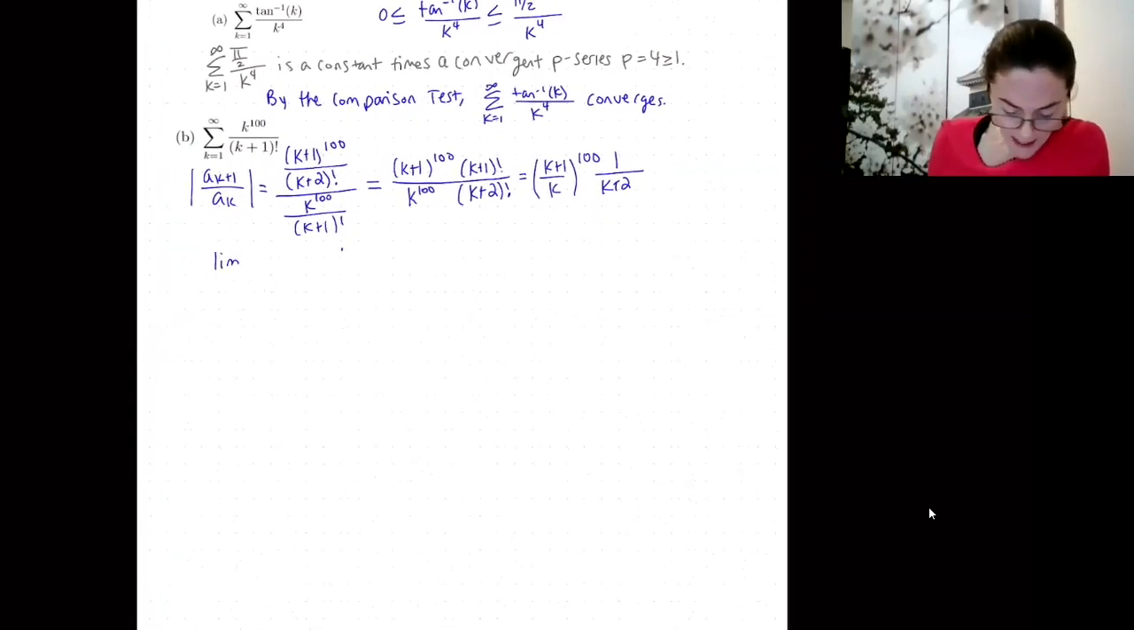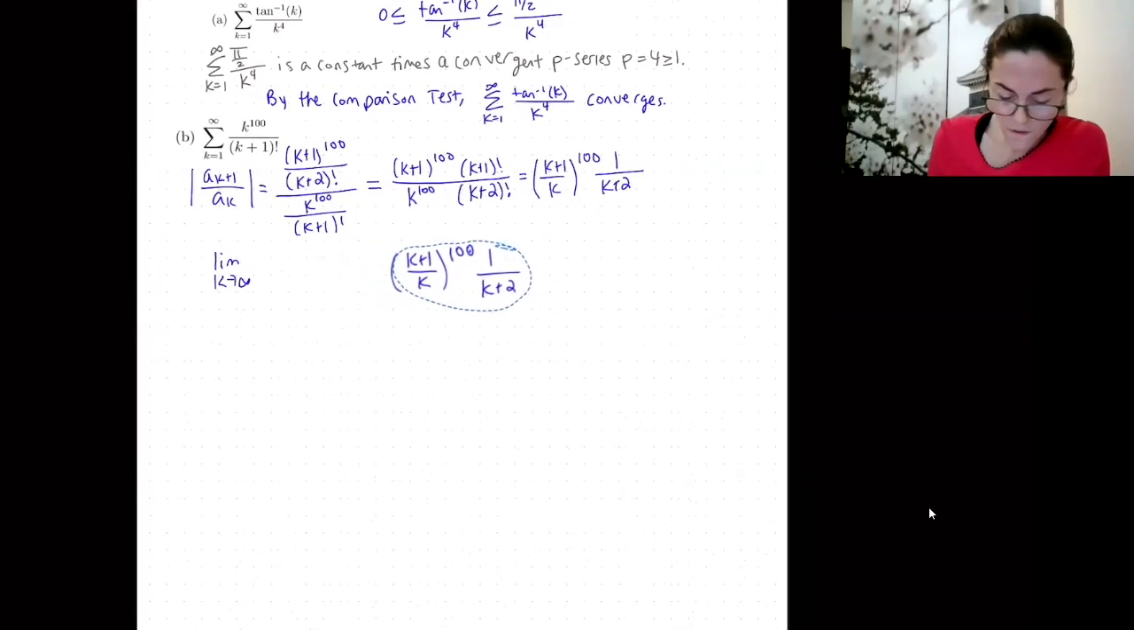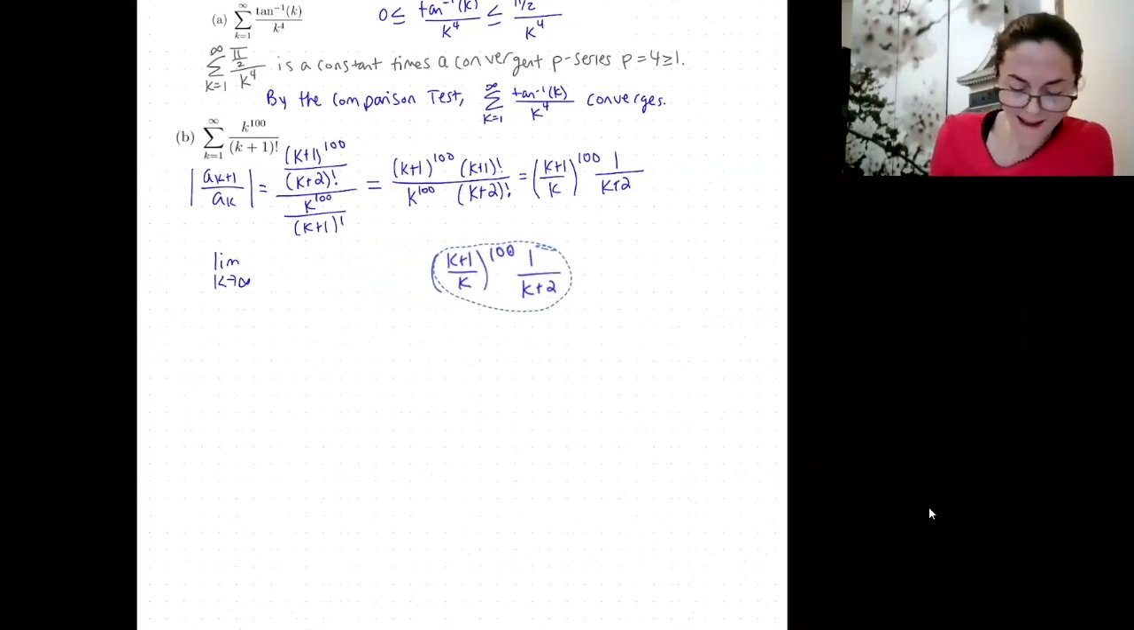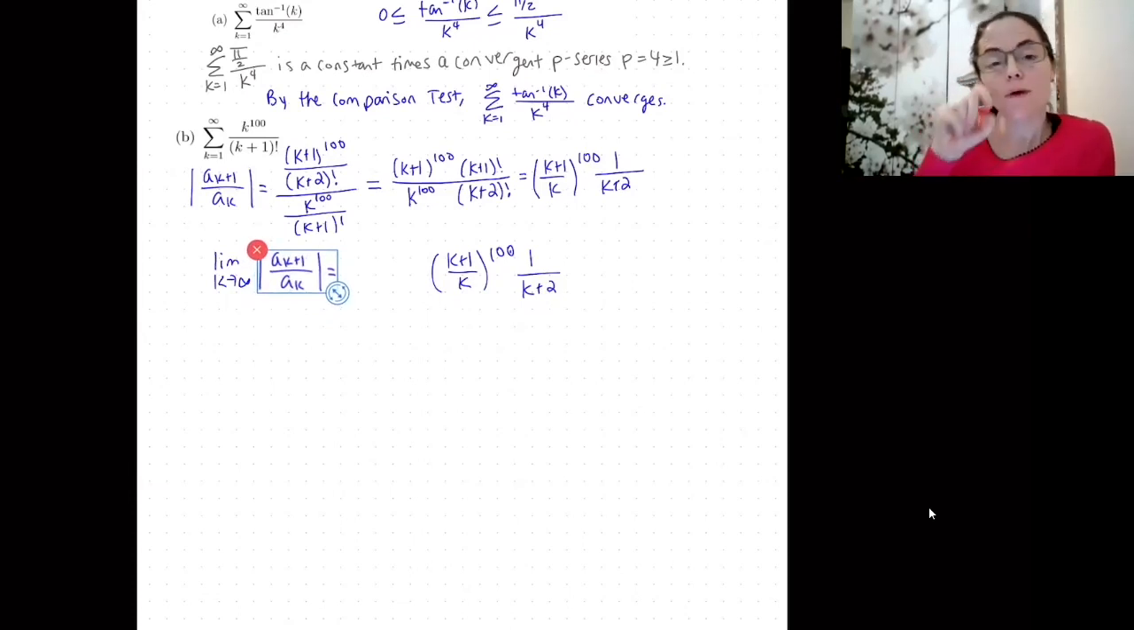I take a limit as k goes to infinity of k plus 1 over k to the 100. Well, let me go ahead and write this, and then I will add what I meant to write. I meant to write a limit as k goes to infinity of this. This is what we need for the ratio test. You take a limit, k goes to infinity, absolute value, ak plus 1 over ak. And this will be a limit. I just added that to show one more step. K goes to infinity of this.